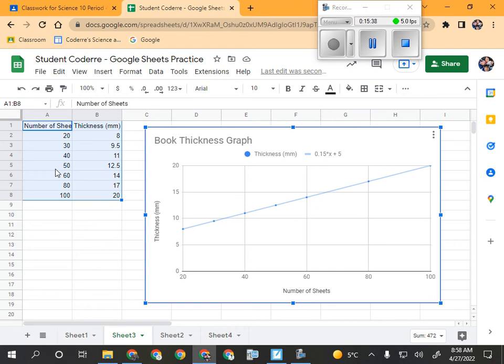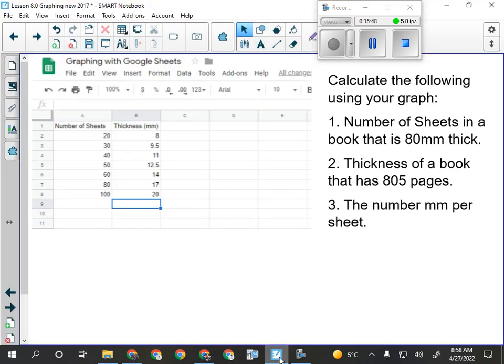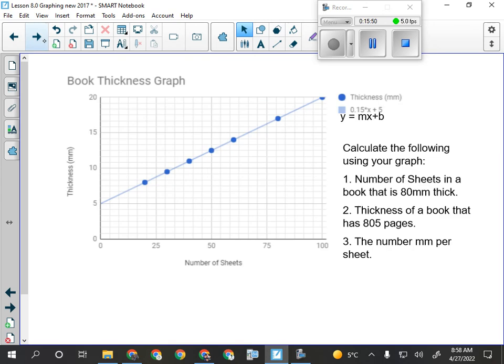All right, so now that we've got our graph, we're going to go back and look at the questions that I had written out. We're going to walk through them together for this first graph, okay? So this is what we have. We have this graph built, and it says, calculate the following using your graph.